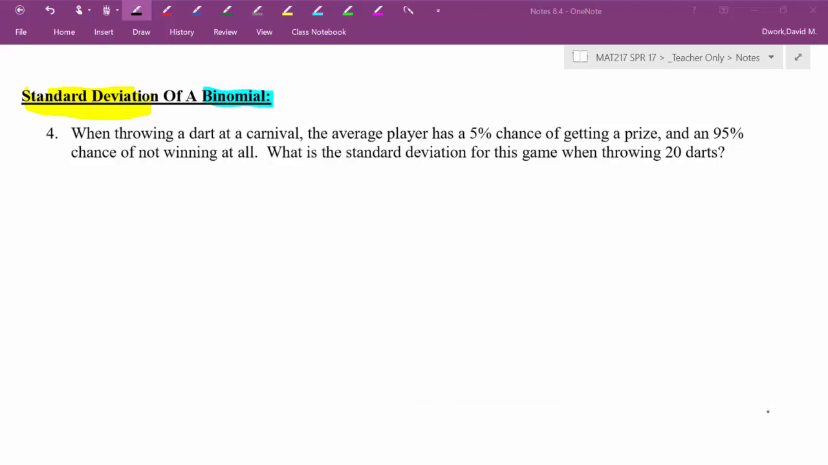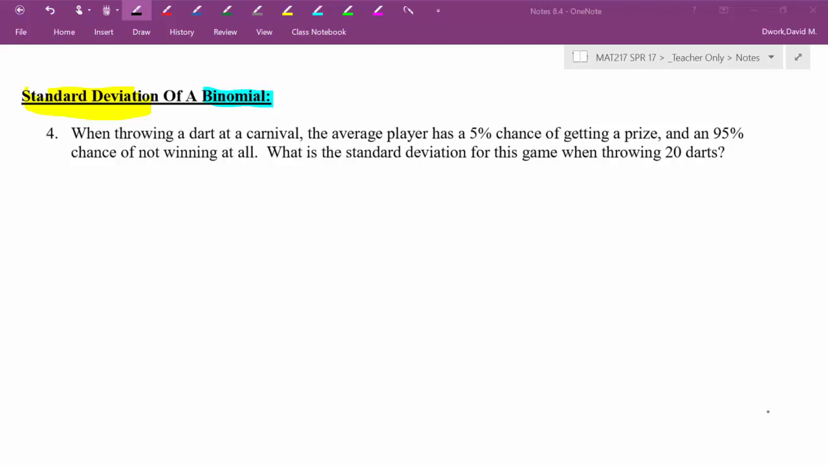In this section, we're going to talk about finding the standard deviation of a binomial. And remember, a binomial is any probability problem where you can define the outcomes as success or failure. So, this problem: when throwing a dart at a carnival, the average player has a 5% chance of getting a prize and a 95% chance of not winning at all. What is the standard deviation for the game when throwing 20 darts?